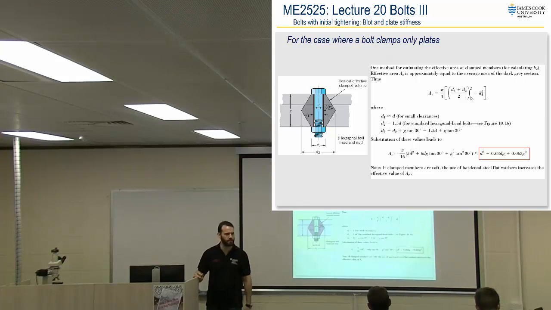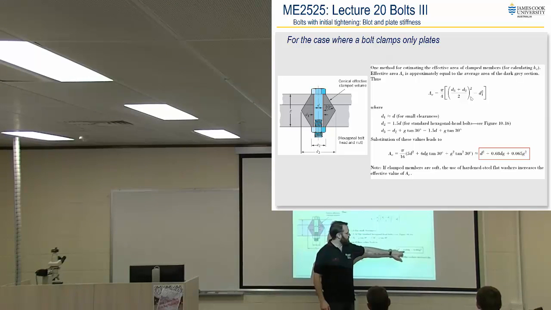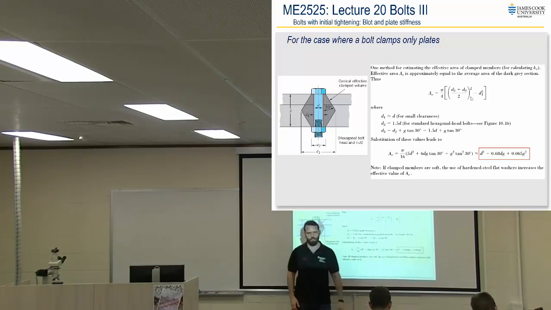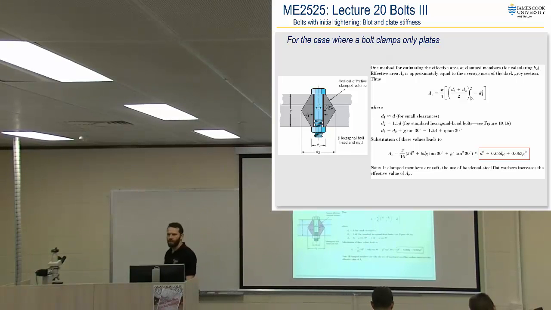So that's the way that it's calculated. D squared plus 0.68 DG, G being the length, plus 0.065 G squared, don't forget that. Right, and that'll give you the area, and you use that area for however many plates you have, 2, 3, etc.